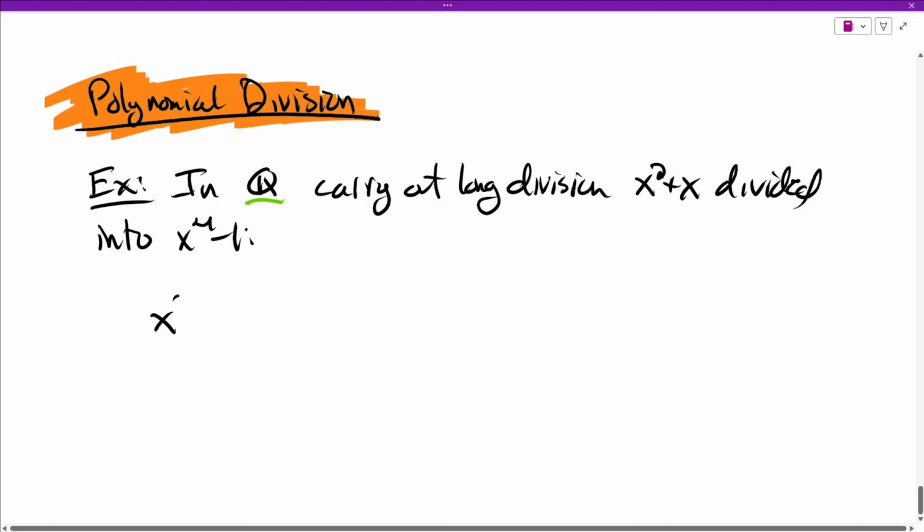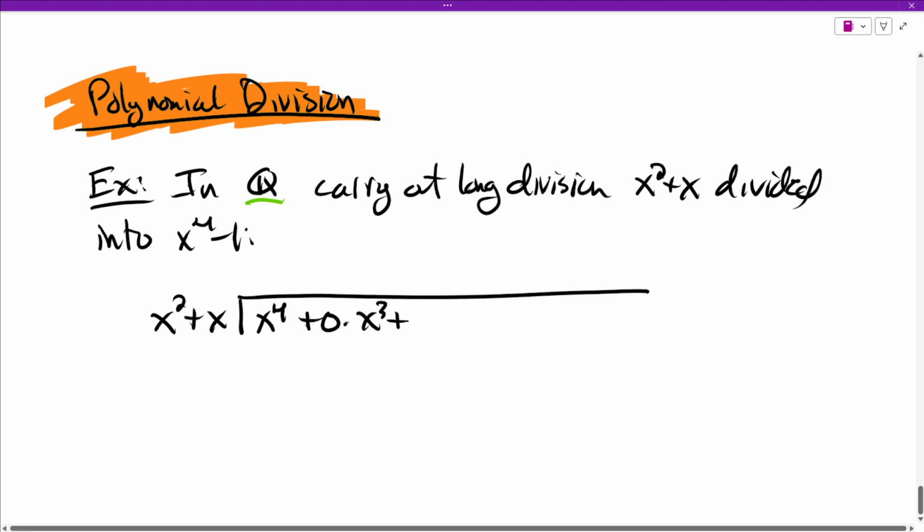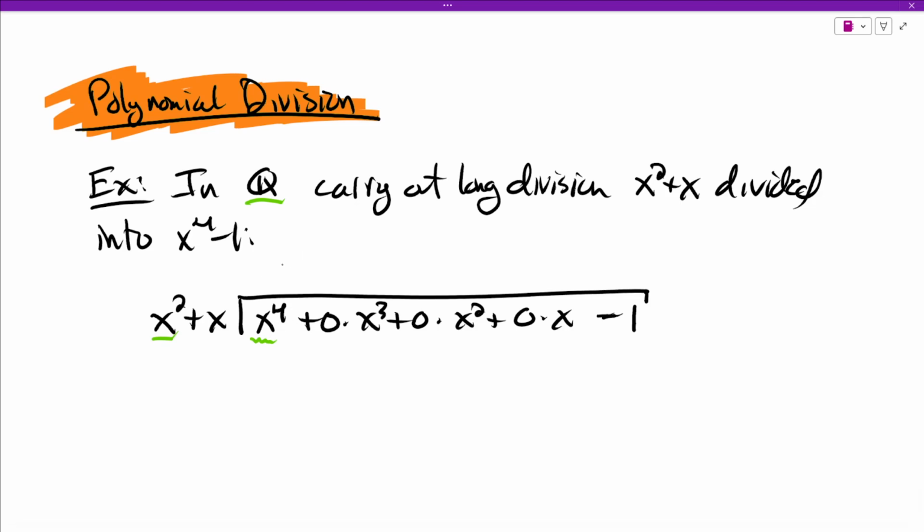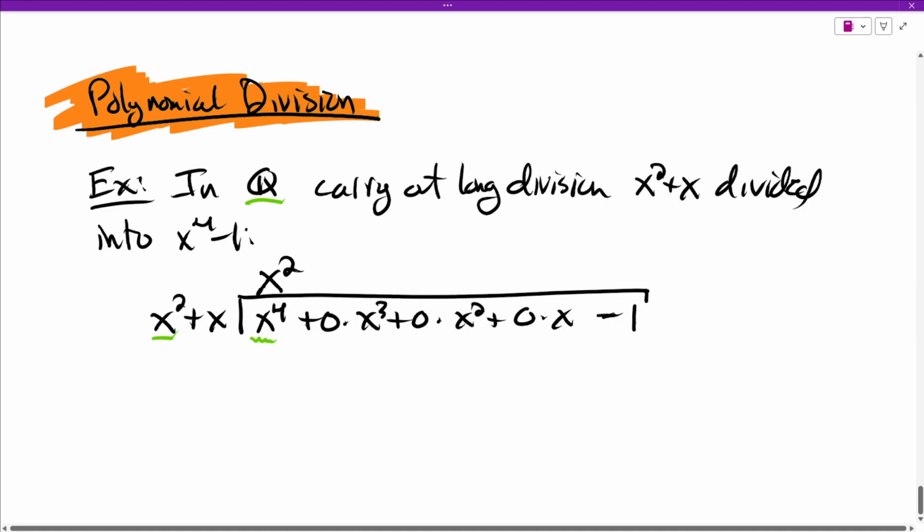So let's divide x squared plus x into x to the fourth minus 1. There's an x to the fourth, there's no x cubed, there's no x squared, there's no x, and then there's a negative 1. All right, so what do we do? We take the leading term and divide it into the leading term of what's under the radical. x to the fourth divided by x squared is x squared. Then we multiply the x squared into x squared plus x, and we get x to the fourth plus x cubed. And then we subtract that.